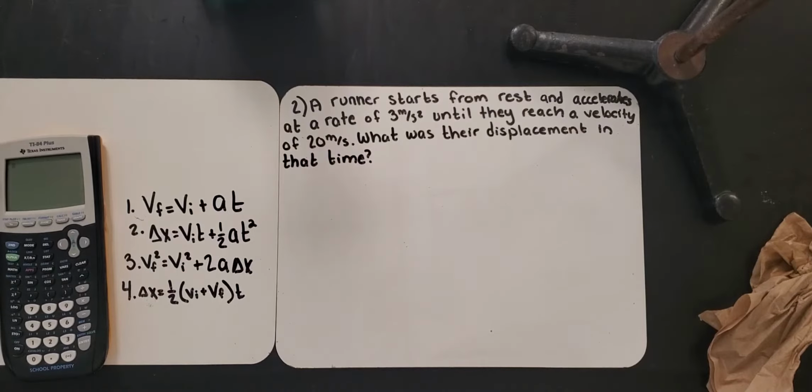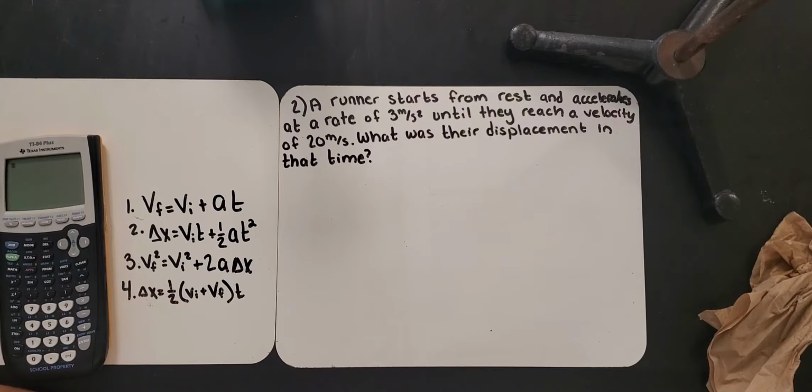Okay, so this is the second example problem. A runner starts from rest and accelerates at a rate of 3 meters per second squared until they reach a velocity of 20 meters per second. What was their displacement in that time?